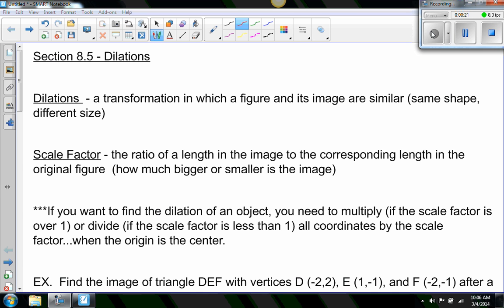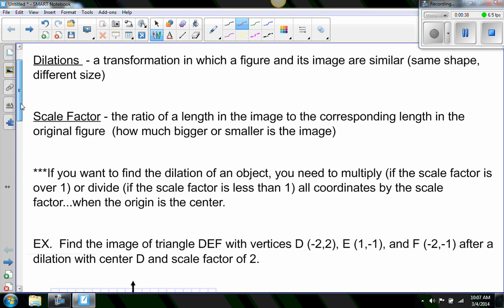So a dilation is a change where the figure and its image are similar. And that means that it's the same shape. It's not going to change shapes, but it is going to change sizes. And so to be able to do a dilation, you have to use a scale factor, which is the ratio. So it's a fraction, in other words. It could be a whole number if it comes out that way.